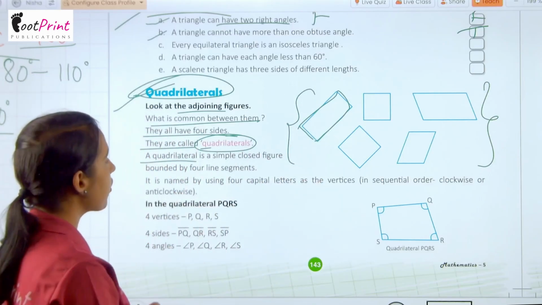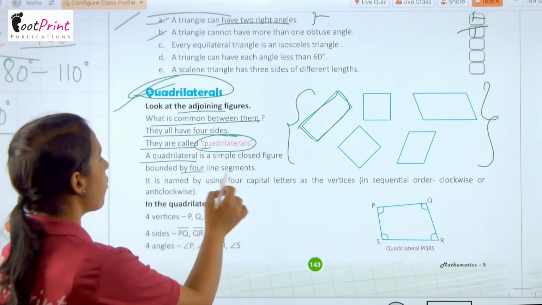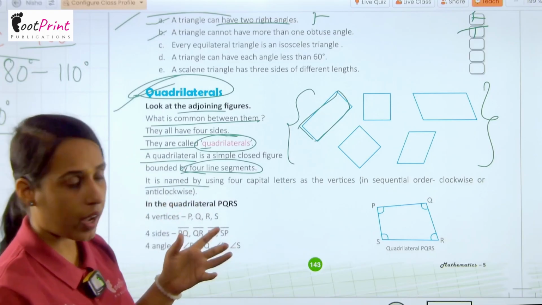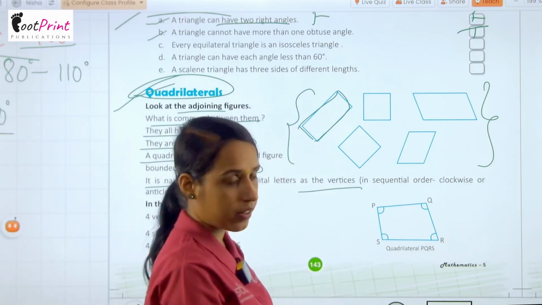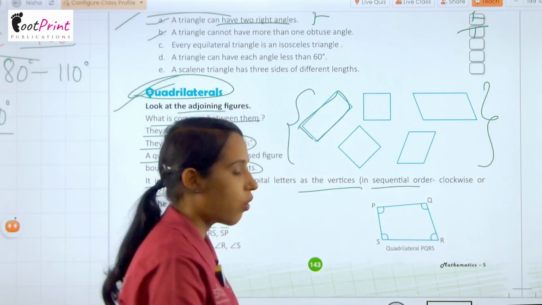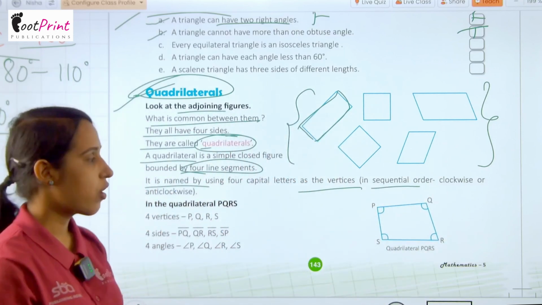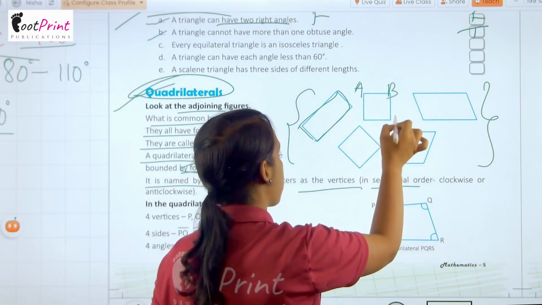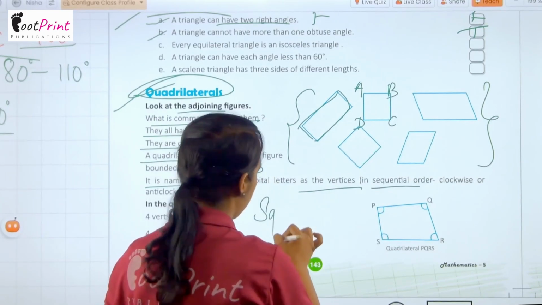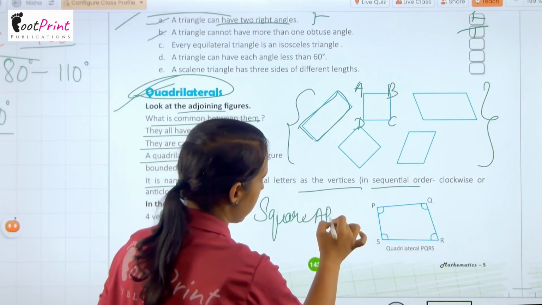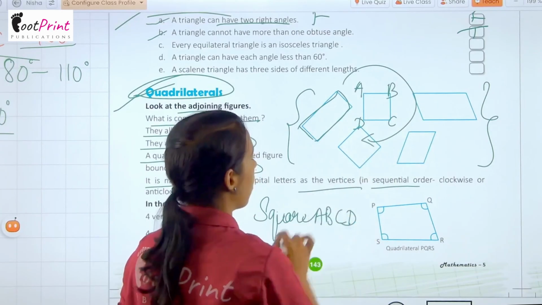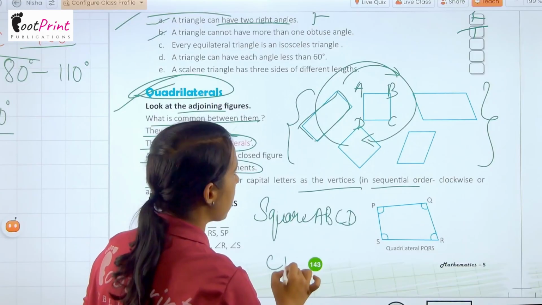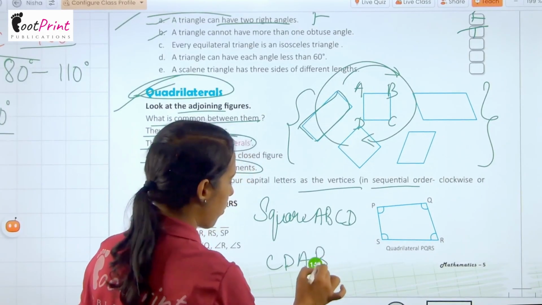So a quadrilateral is a simple closed figure bounded by 4 line segments. So it is made of 4 line segments. It is named by using 4 capital letters as the vertices, in sequential order, clockwise or anti-clockwise. So we can name it in two ways. For example, here if I write A, B, C, D, I can write square or quadrilateral ABCD, that means clockwise. Or I can do the naming like this, that one is C, D, A, B. Both are correct.